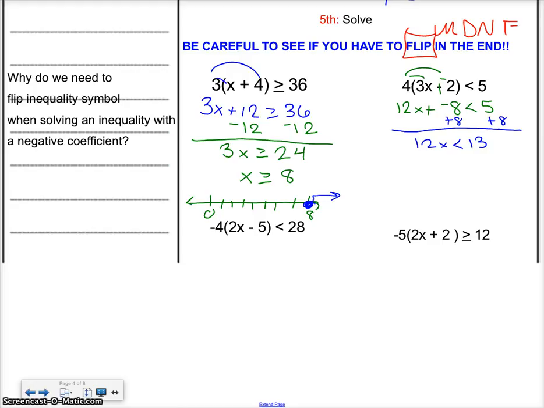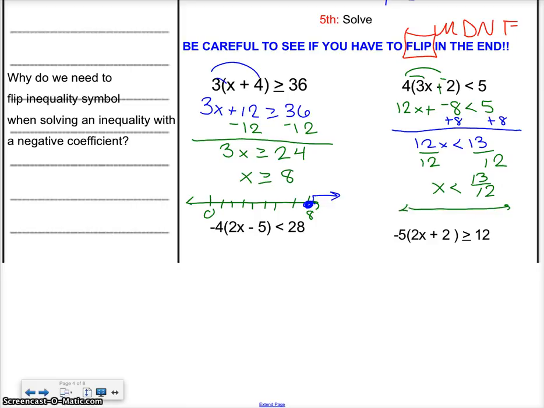And I bet you I know what. If you were doing this independently, you'd probably think, oh man, I must have did something wrong. It's going to be a fraction. That's okay. Trust your algebra. Divide by 12, divide by 12. X is smaller than 13 over 12. And that's it. We won't graph.